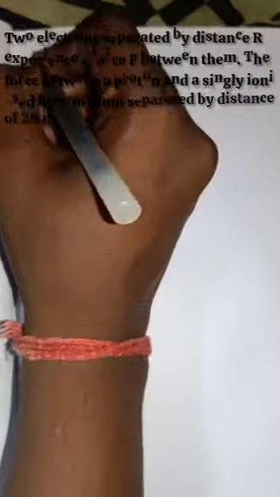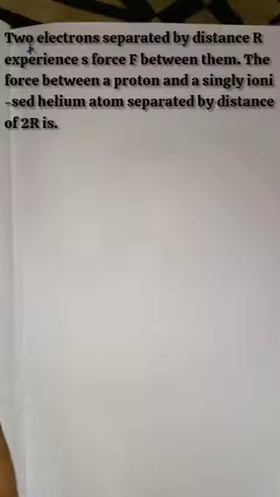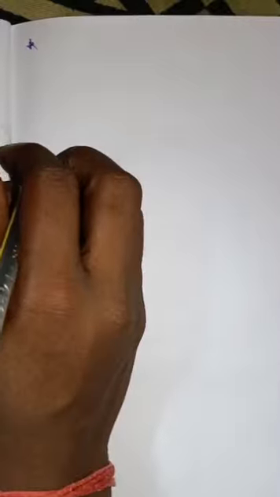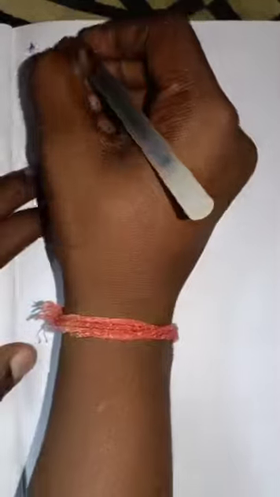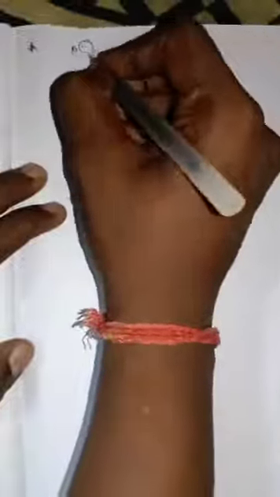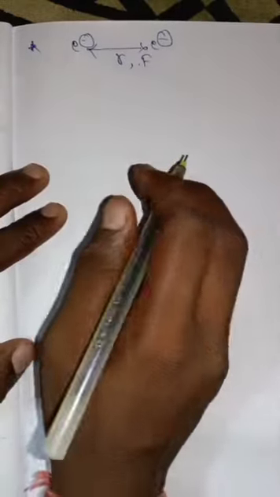So the next question: two electrons separated by distance r experience a force F between them. The force between a proton and a singly ionized helium atom separated by distance 2r is? So first they gave two electrons separated by a distance of r experiencing the force F.